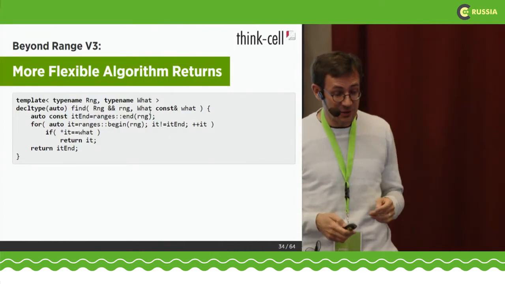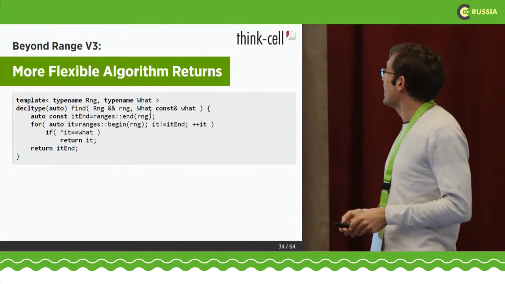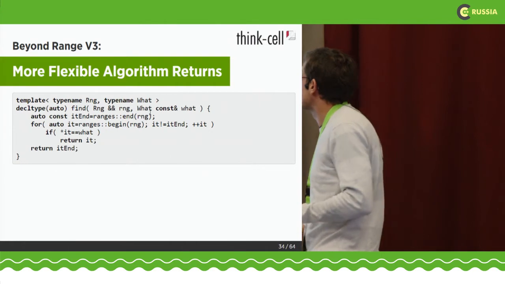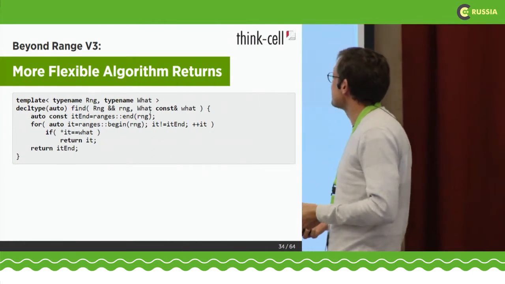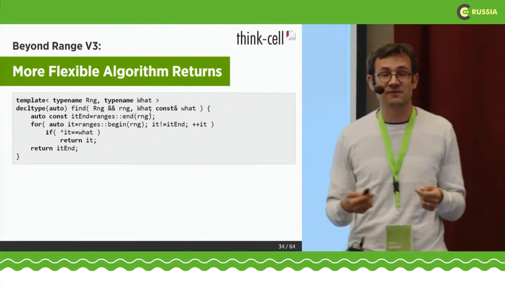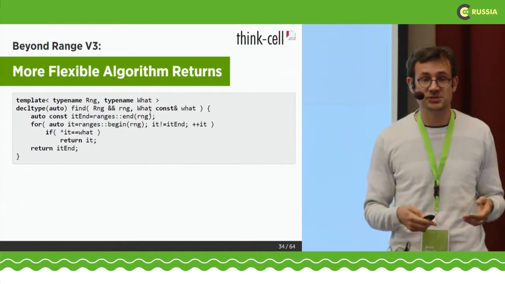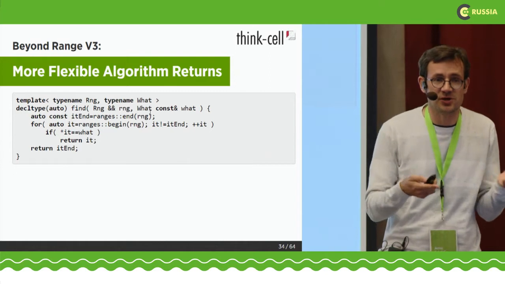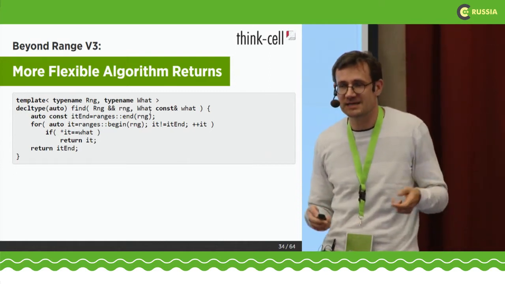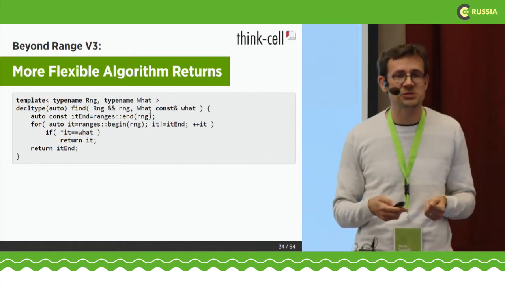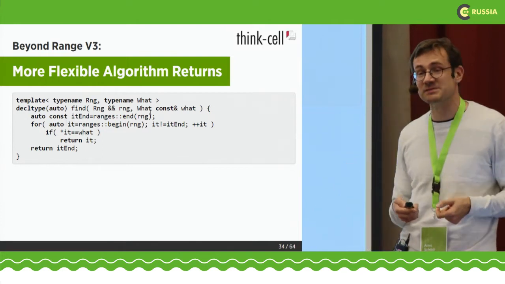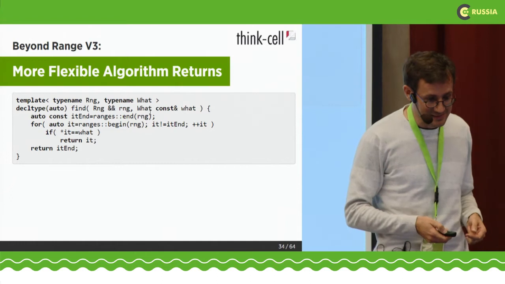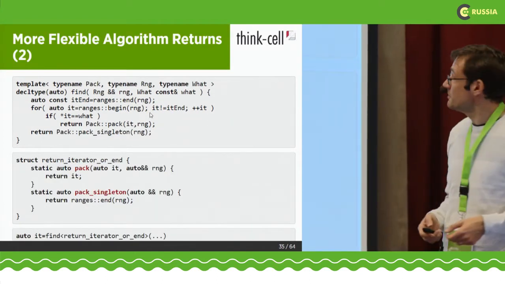Okay, let's go on. Now, so far we played around already with that find, and if you have ranges, it's kind of tempting to say, okay, it still returns an iterator. We're living in a range world, and maybe it's sometimes more useful to actually return a range. So let's look at this.